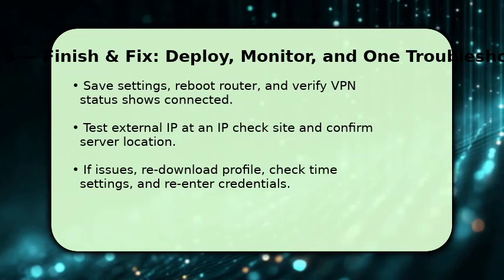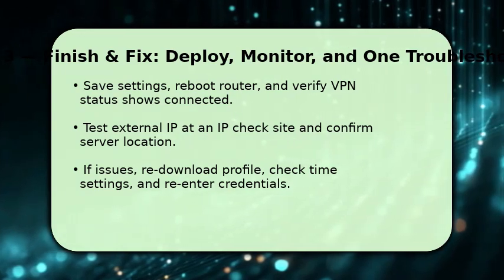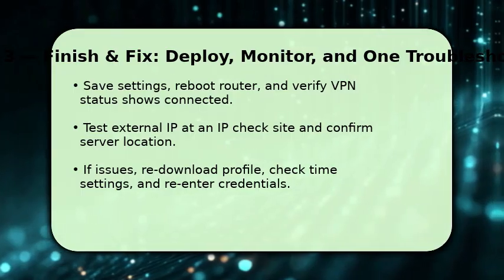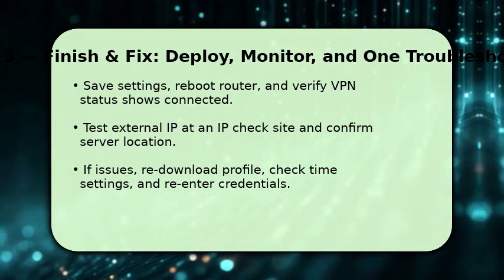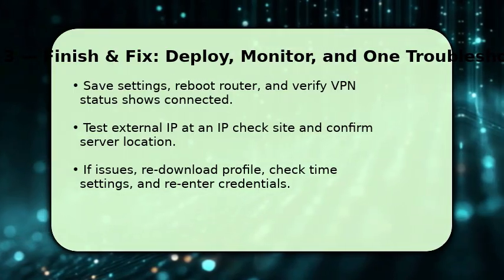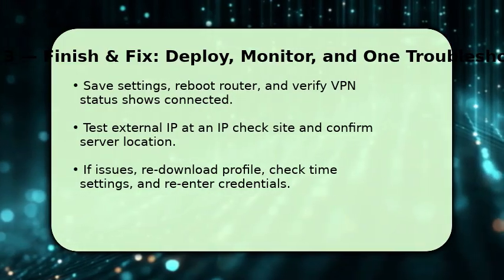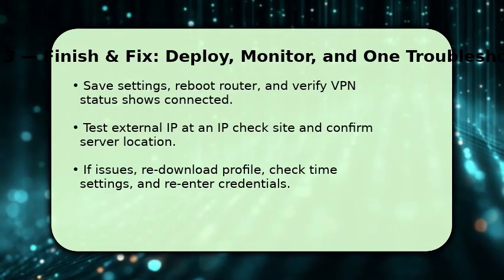Finally, save the VPN settings and reboot the router to establish the tunnel. This forces all connected devices to route through ExpressVPN. Once the router restarts, check the VPN status page to confirm it shows connected and then verify your public IP to confirm the server location.